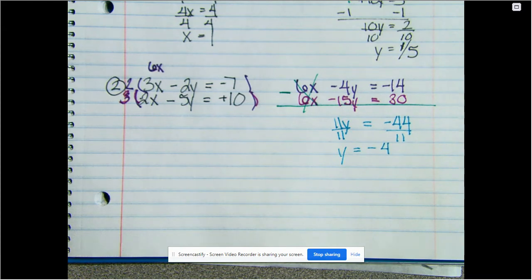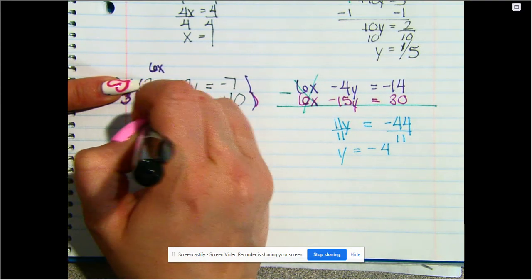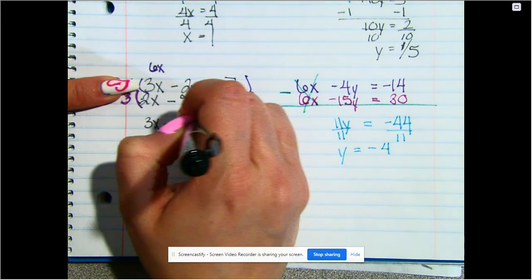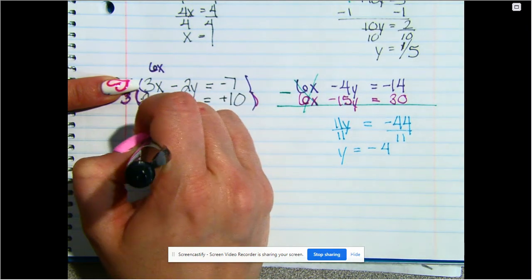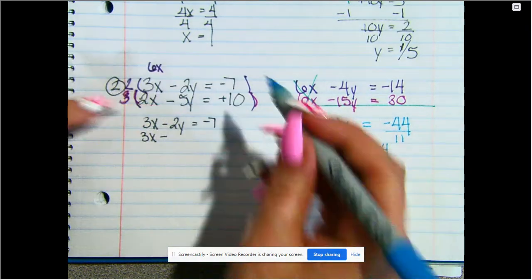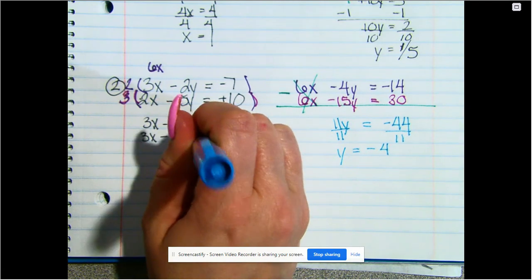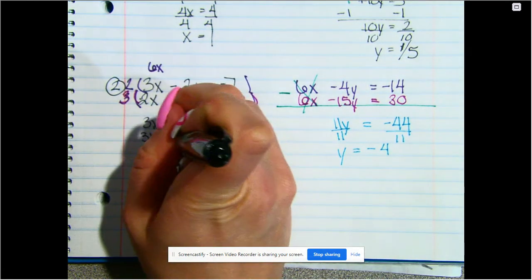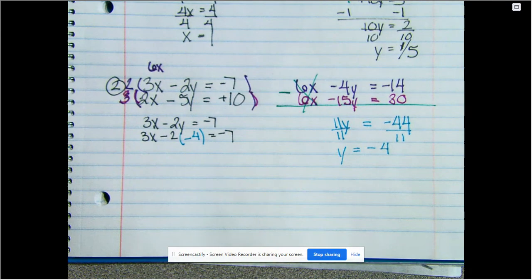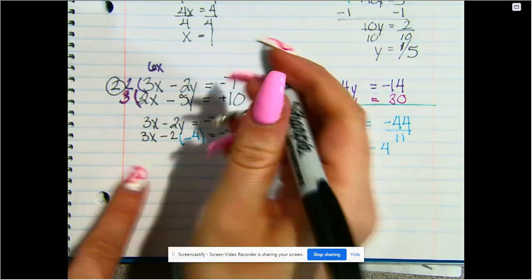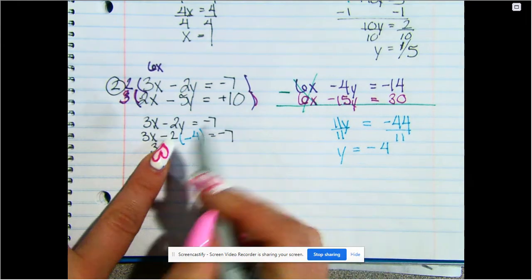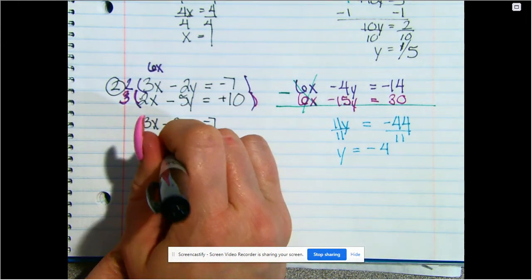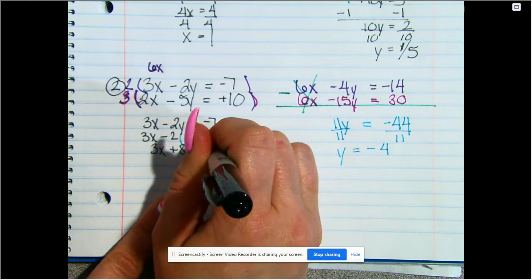Okay, I did not find my x value yet. So what I need to do is substitute that back into a particular equation. Okay, and we're just going to pick one. I'm just going to use the top one just for the heck of it. So I have 3x minus 2y is equal to negative 7. Okay, I have the answer to the y value, so I'm going to replace it. Okay, then I'm going to keep it moving. So I have 3x, negative 2 times negative 4 is a positive 8. And that's equal to negative 7.